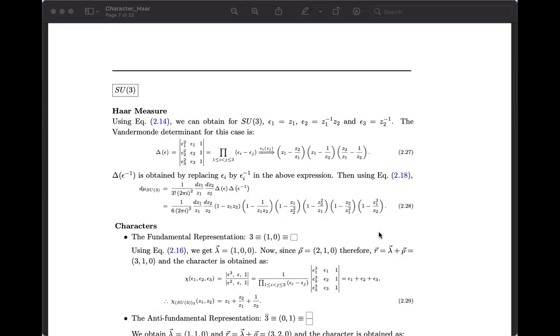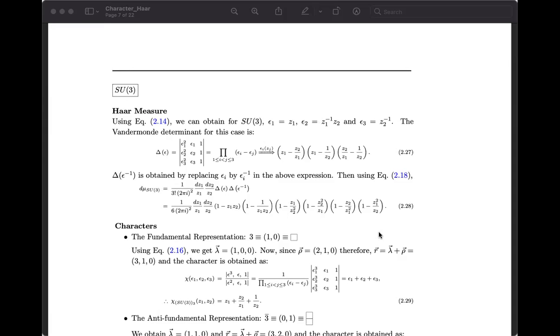So for SU3, we can use equation 2.14, and from there we get the relation among the epsilons. Now you can see that the number of independent z parameters, which are complex numbers, is basically the rank of that group. So for SU3 the rank is 2, which is 3 minus 1. So you have z1 and z2, but epsilon 1, epsilon 2, epsilon 3, you have 3 epsilons, though they are not really independent of each other.